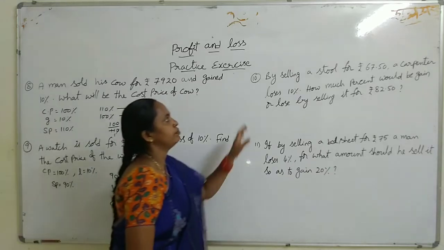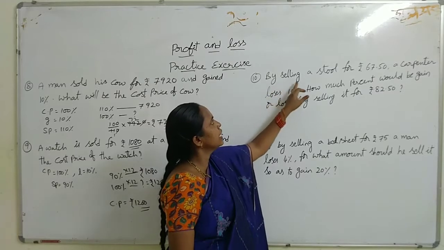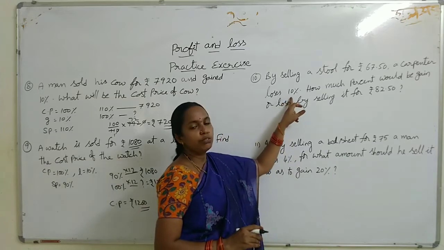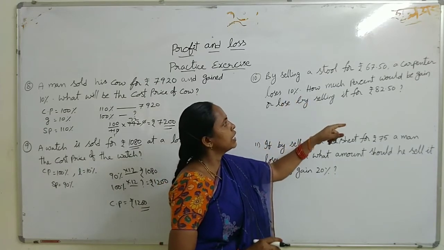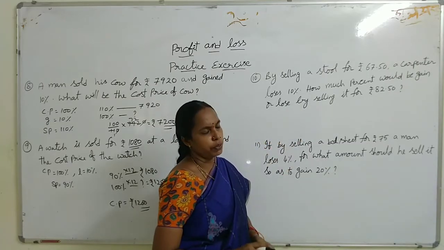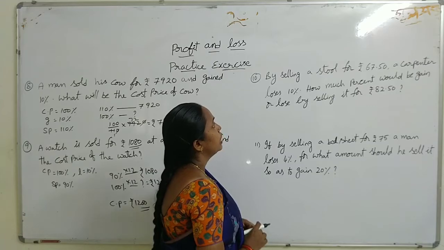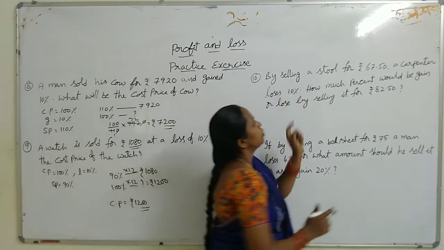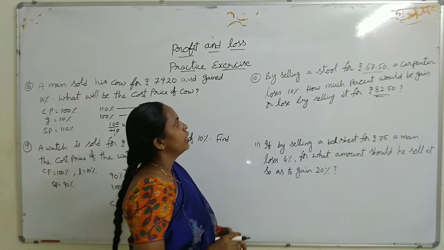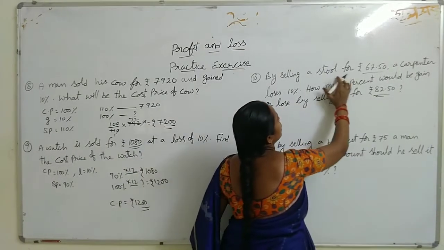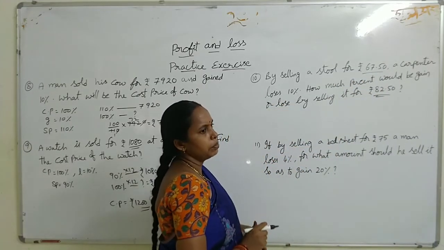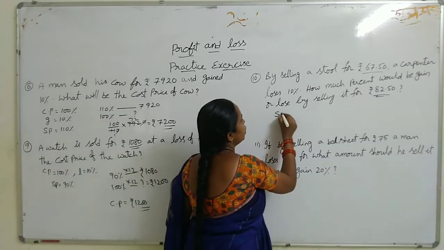Next, question number 10. By selling a stool for 67 rupees 50 paise, a carpenter loses 10%. How much percent would be gain or loss by selling it for 82 rupees 50 paise? Here both values are SP values, SP1 and SP2. When sold at 67 rupees 50 paise, he gets loss 10%. That means 10% loss means here SP equal to 100 minus 10.